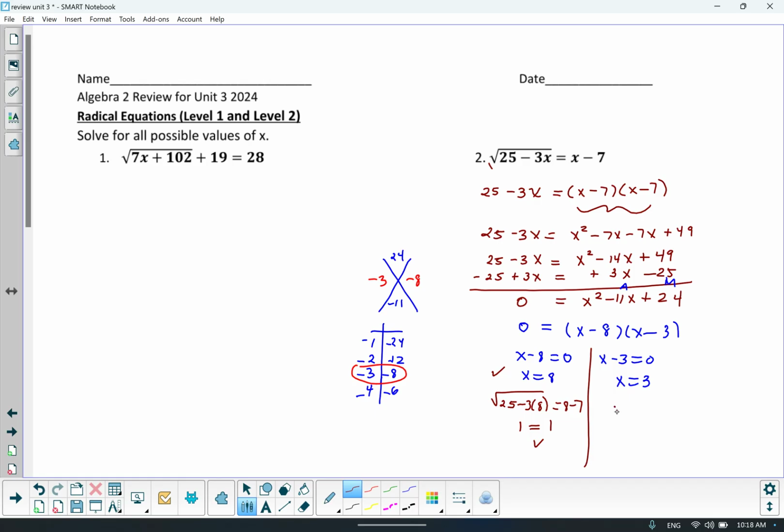So now we have to do the same thing for 3. So 25 minus 3 times 3, is it equal to 3 minus 7? That's 25 minus 9, which is 16. Is it equal to negative 4? 4 does not equal negative 4. So we are going to reject this root because it is extraneous. So the only solution in this case is 8, which we put in braces.